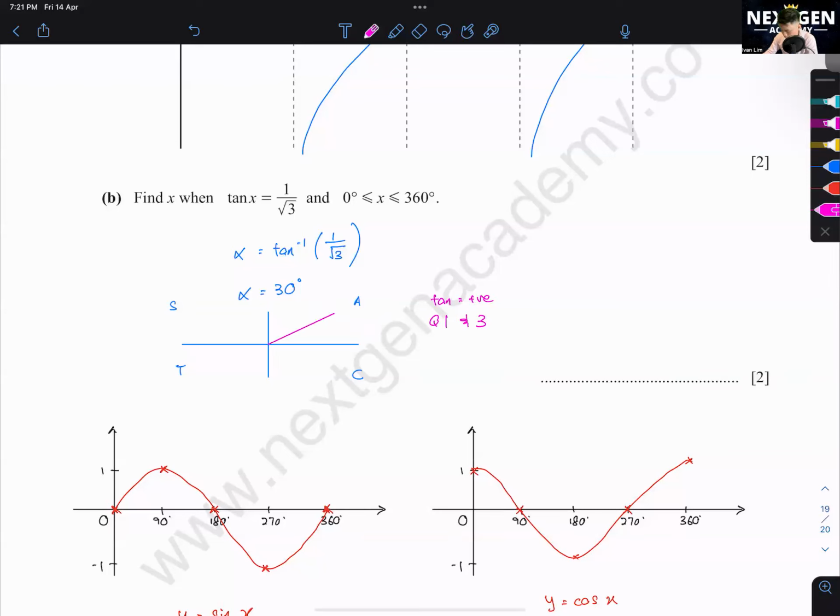So I'm going to draw a line here and a line here. This is my alpha. This is my alpha. Since I know it's quadrant 1 and 3, in quadrant 1 my angle will be equal to alpha. This angle here will be equal to 180 plus alpha. So my final answer for my x value will be 30 degrees and 180 plus 30 degrees, which is equal to 210 degrees. So I got 2 answers here: 30 and 210 degrees.